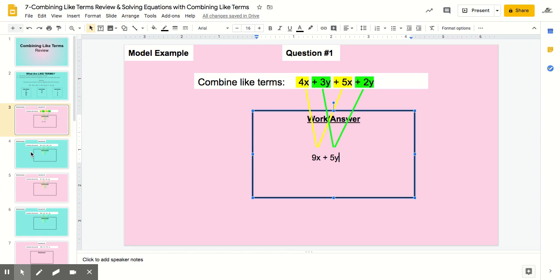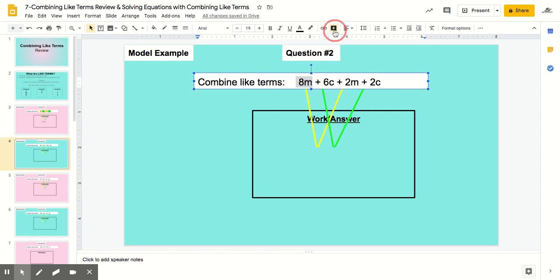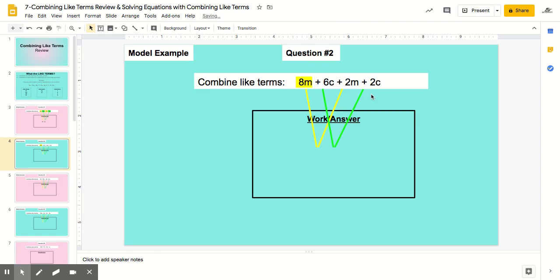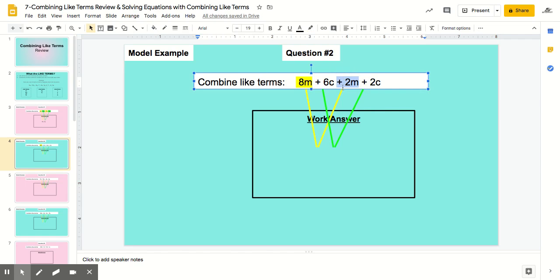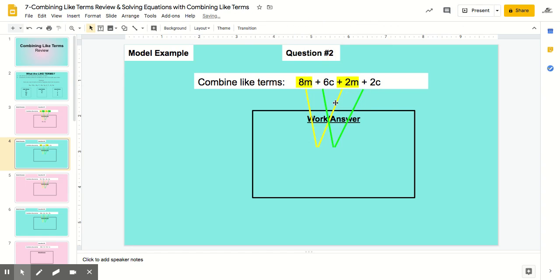Okay, let's look at another one. Okay, another expression. I want to combine my like terms. So I always like to start with the first term in my expression and find my like terms. So it's 8m. I'm going to highlight that. Now I'm looking for a like term with 8m, so I'm looking for a term that has an m next to it. Well, right here, I have a positive 2m. So that is a like term. Again, notice how I included that plus sign in my color coding.